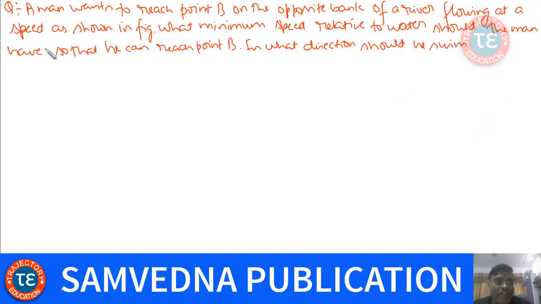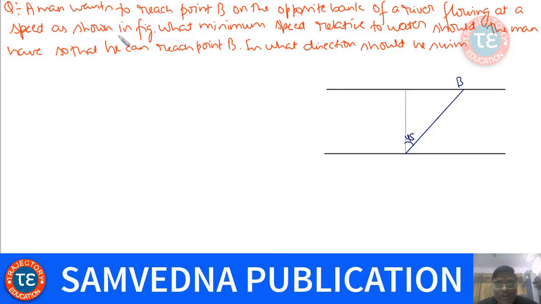A man wants to reach point B on the opposite bank of the river, flowing at the speed as shown in figure. Let me draw the figure first. This is a figure. Okay, so a man wants to reach point B on the opposite bank of the river, flowing at a speed as shown in figure. Speed is u, basically it's given in the question. What minimum speed relative to the water should the man have so that he can reach point B, and in what direction he should swim?